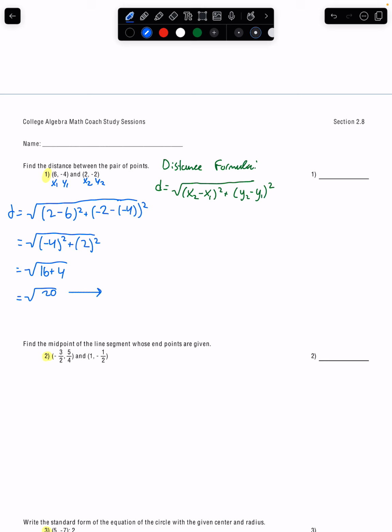We can then use the radical tree method. See this split into 2 and 10. 10 splits into 2 and 5. And these match. So we can take the 2 out and leave the 5 in the radical.